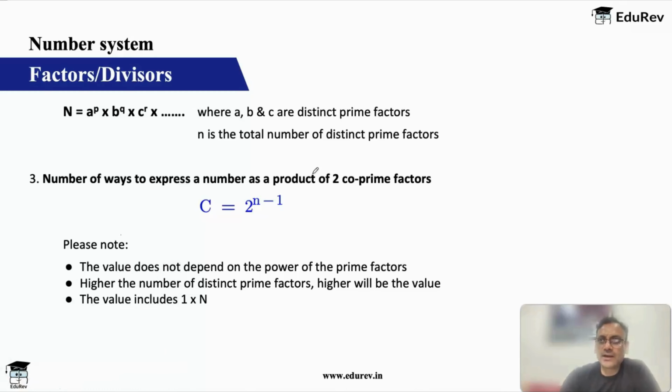Co-primes are basically two numbers which do not have any common factor between them, or the HCF of the two numbers is 1. When the HCF is 1, they are basically co-primes. Okay, so this is a very simple answer.